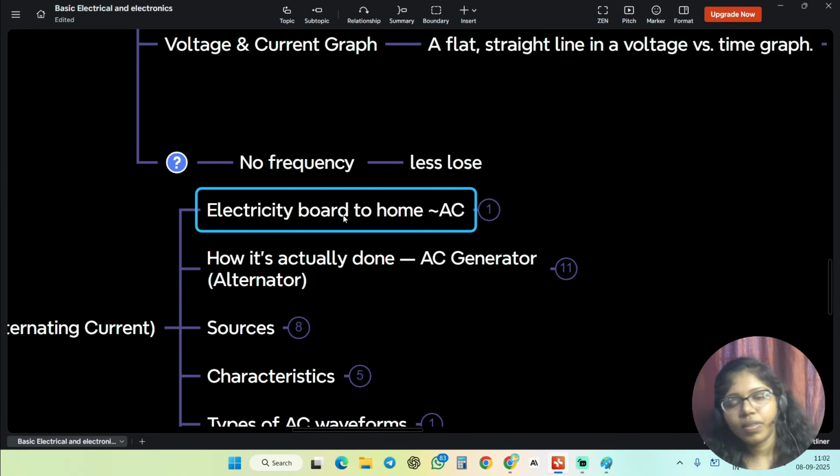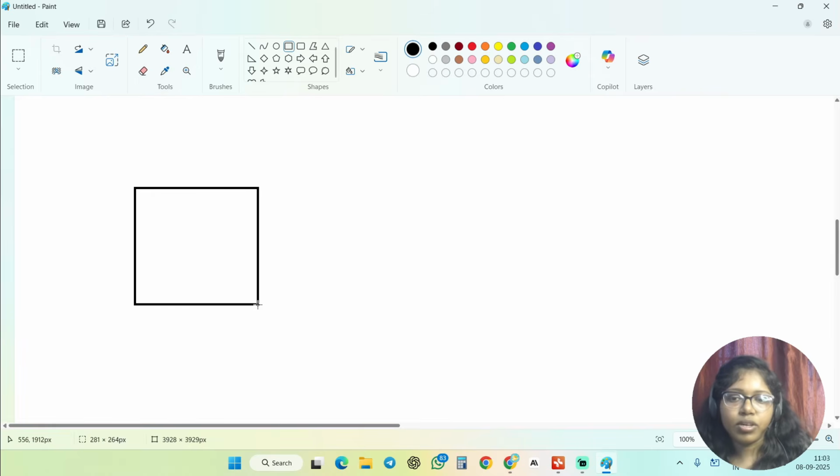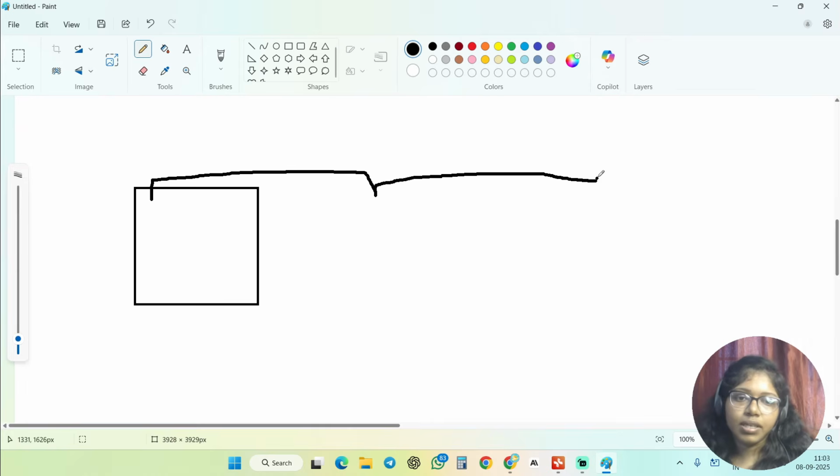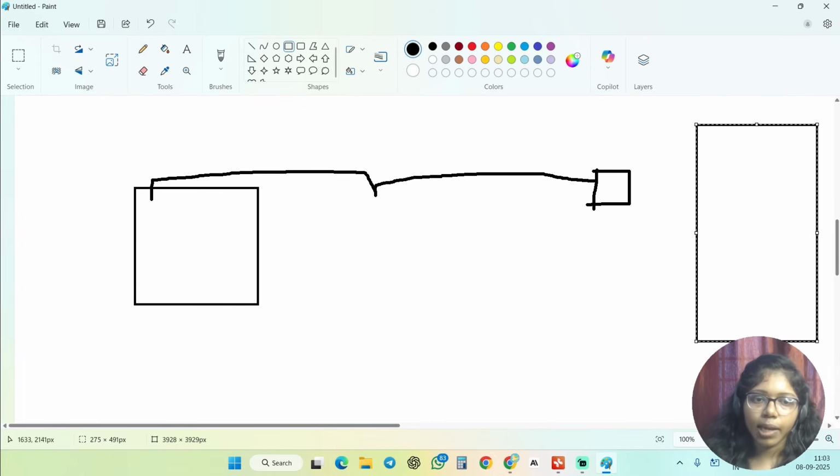Alternating current, the name itself says it keeps alternating. Before that, where is it actually used? From your electricity board to your home, we use alternating current. Current comes from your transformer, and through that transformer each home gets a separate supply. If you are staying in a flat or anywhere, you can see the electrical board. From the electrical board to your home, we get this AC.